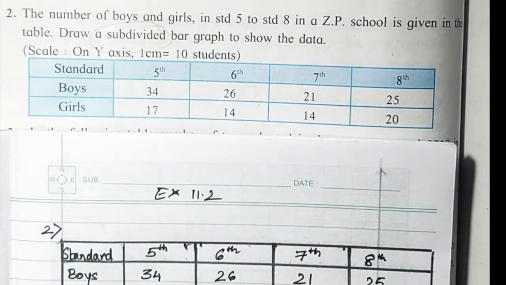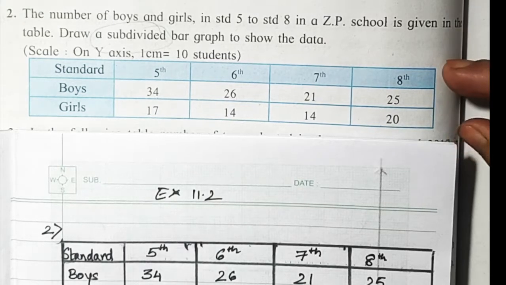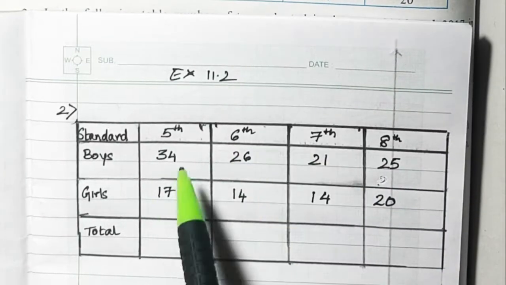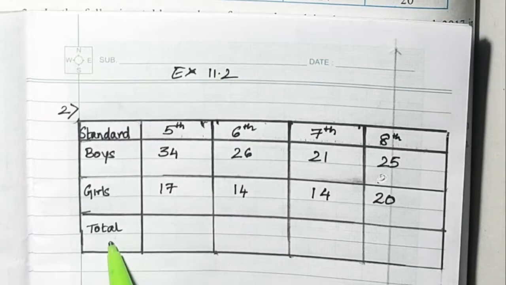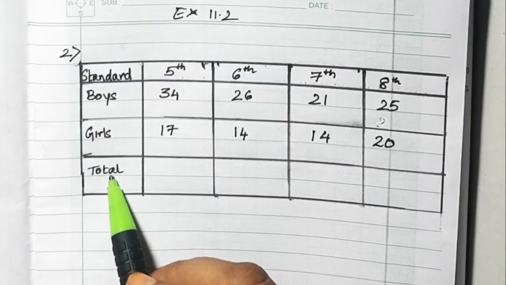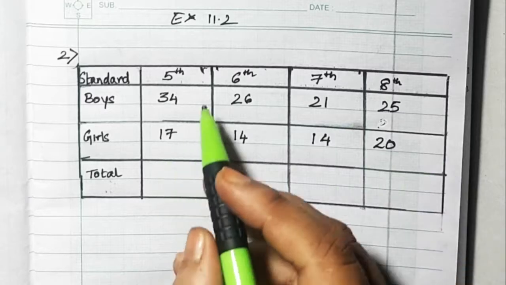In this chapter, you have two types of graphs. One is subdivided and the other one is percentage. Now we'll learn how to draw a subdivided bar graph. This table I have copied here. Once you copy the table down, the first thing you have to do is draw an additional column, and that column is the total column. So first you have to do the total.